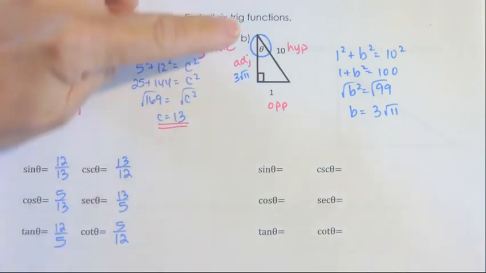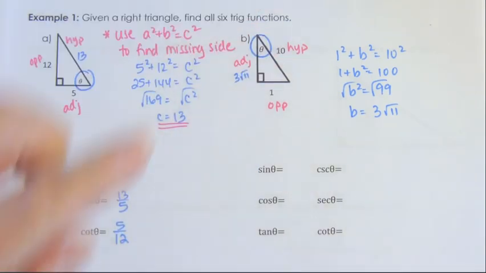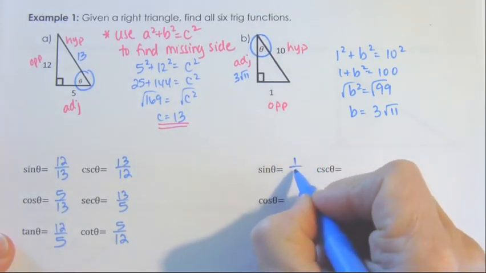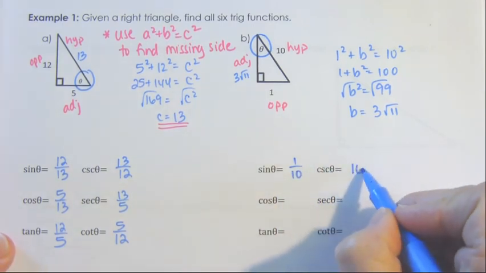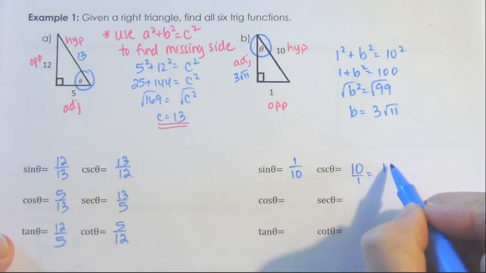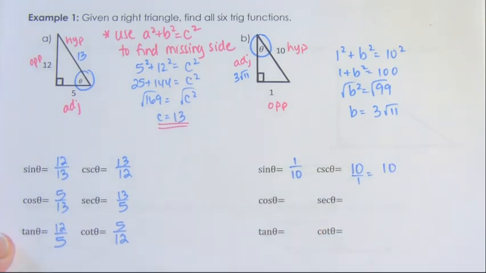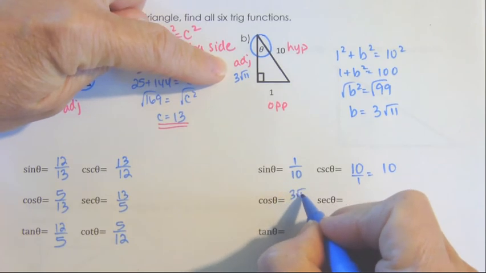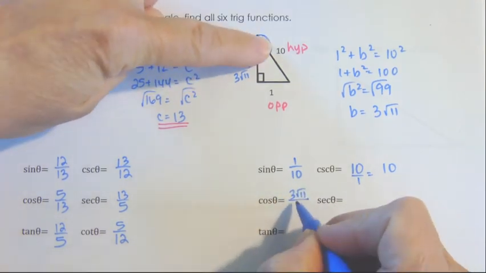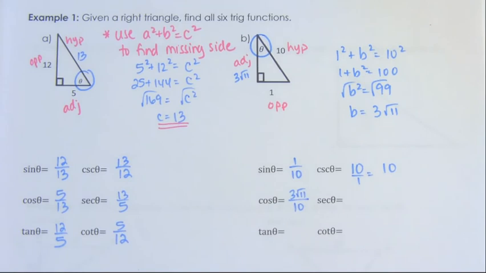All right, sine. Sine is opposite over hypotenuse. Nice and easy there, 1 over 10. If you want to, go ahead and just do cosecant while you're at it. Just flip that, 10 over 1, and you just get 10. Cosine is adjacent, 3 radical 11, over the hypotenuse. So 3 radical 11 over 10.